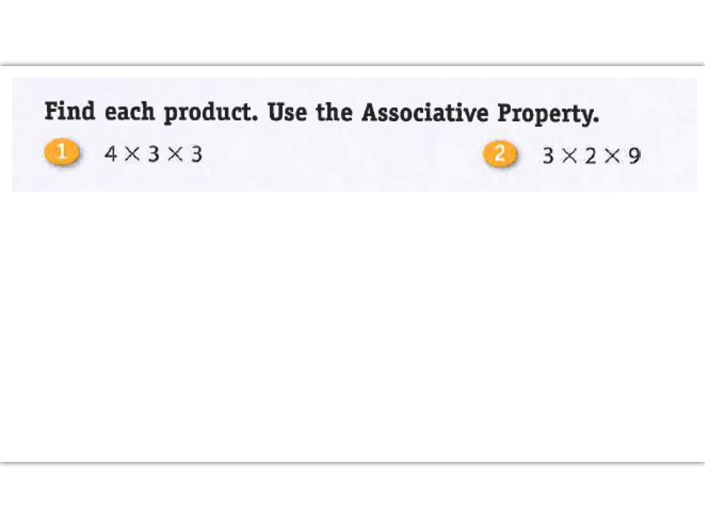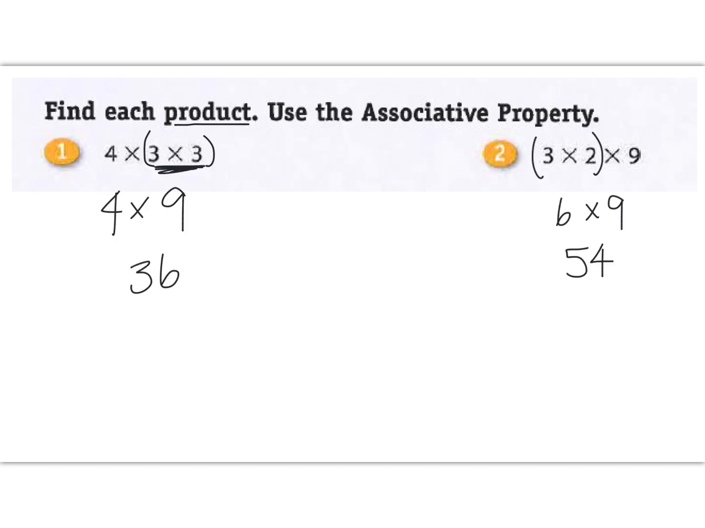All right, this says find each product. Remember, product is the answer to a multiplication problem. Use the associative property. So I look at this one, I say 4 times 3 times 3. Well, I'm just going to put the parentheses around there. So then I'm going to do 4 times, and then in parentheses, 3 times 3 is 9. Because remember, we have to do this first before we finish the problem. 4 times 9 is 36. And here, I'm going to put these in parentheses, so let's do that first. 3 times 2 is 6. 6 times 9 equals 54.